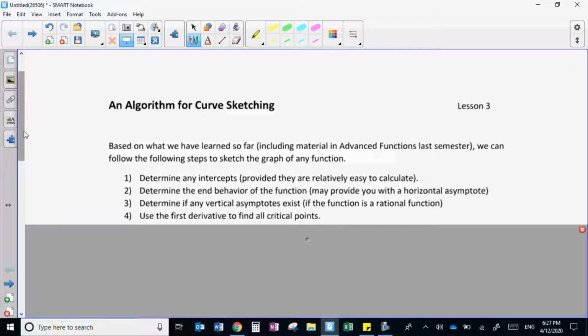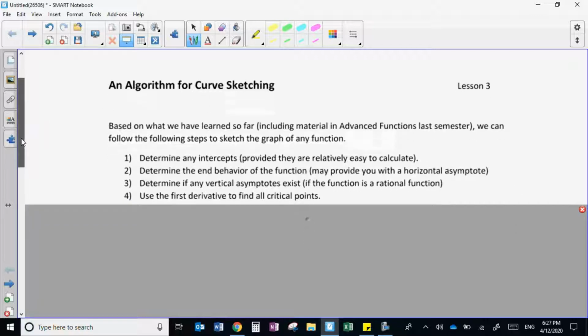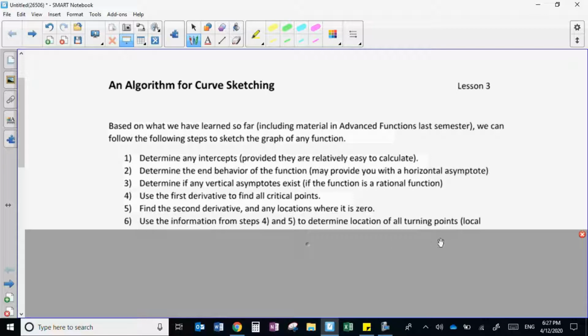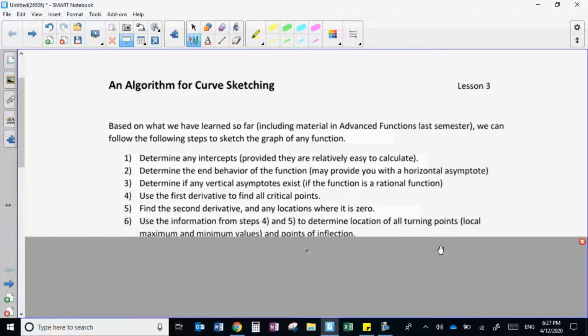Step 4, use the first derivative to find all critical points. So of course you set the first derivative to 0 and solve. Step 5, find the second derivative and any locations where it is also 0. Step 6, use the information from steps 4 and 5 to determine the location of all turning points, which are also local maximums or local minimums, and points of inflection.